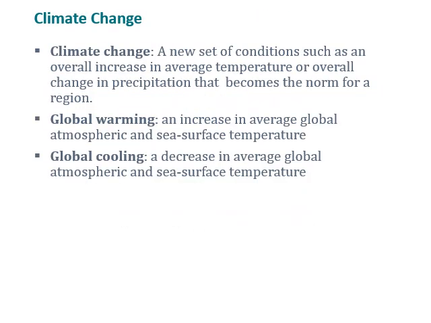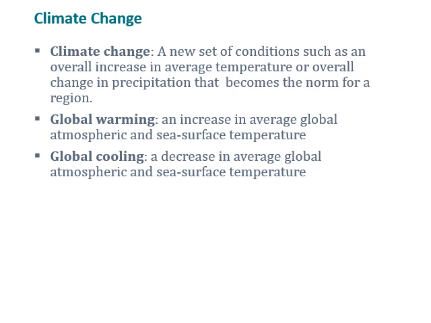Now that we have a good understanding of what climate is and how it's affected by different conditions on Earth, let's discuss climate change. Climate change is a set of conditions such as an overall increase in average temperature or overall change in precipitation that becomes the norm for a region.